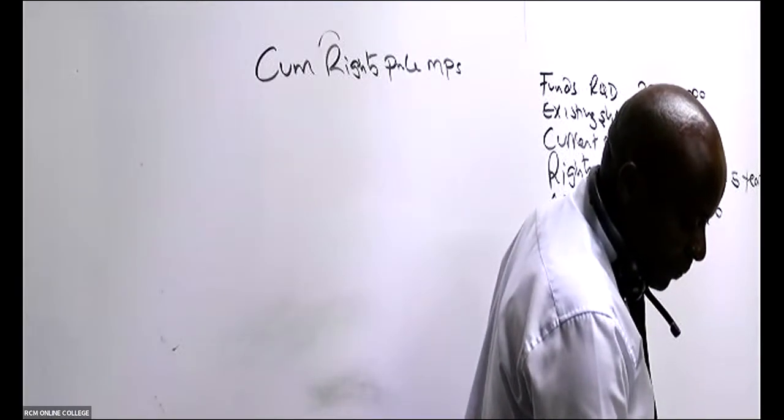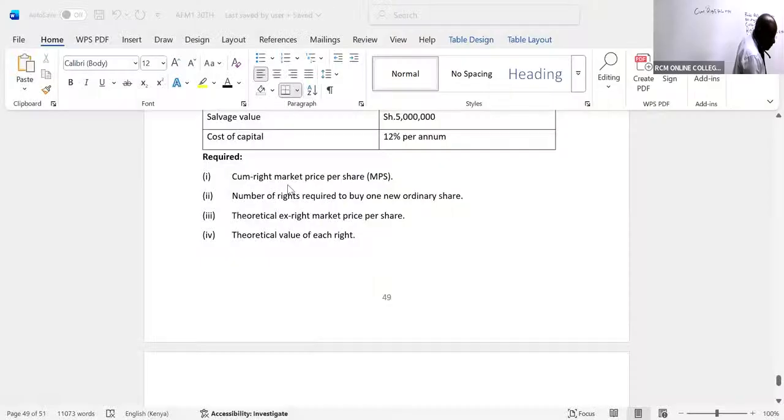There is a repetition there. So CAM rights MPS. So it is CAM rights market price per what year, somebody? Per share.